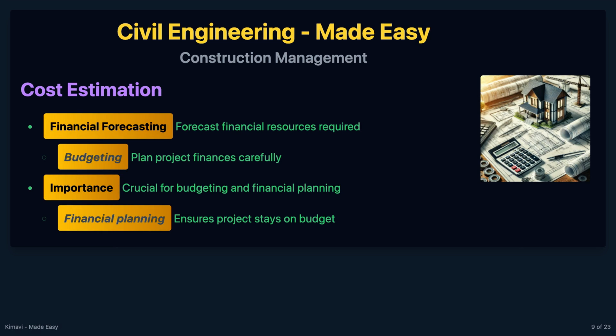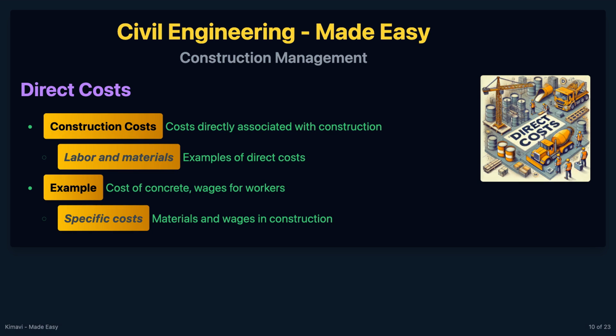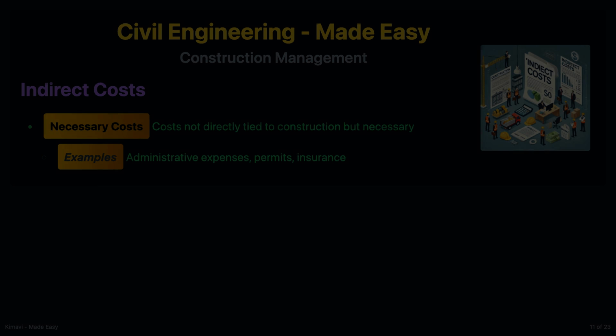Cost estimation is the process of forecasting the financial resources required for a construction project. Accurate cost estimation is crucial for budgeting and financial planning. Direct costs are those directly associated with construction activities, such as labor, materials, and equipment. For example, the cost of concrete for the foundation or the wages for construction workers.